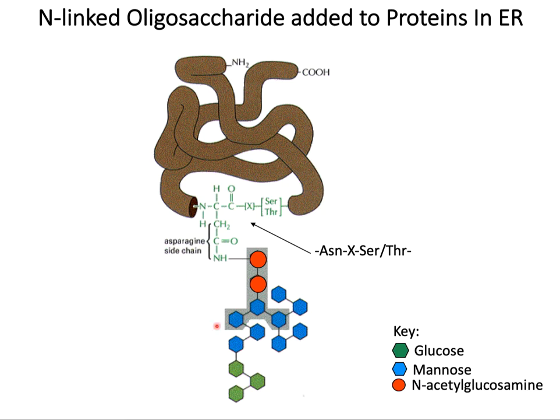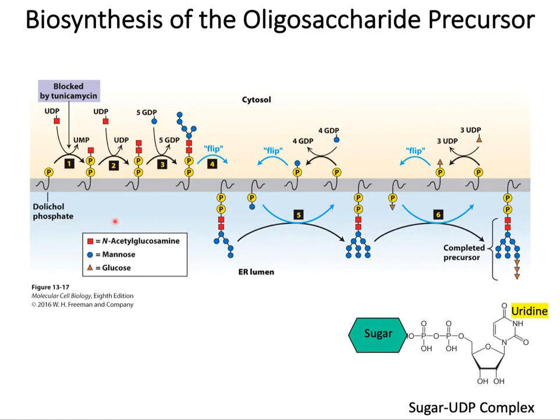But it's a very large complex, and it is made up of glucose, mannose, and N-acetylglucosamine. And we are going to see how this is actually formed. So here, let's first take a look at the biosynthesis of these N-linked oligosaccharide precursors.